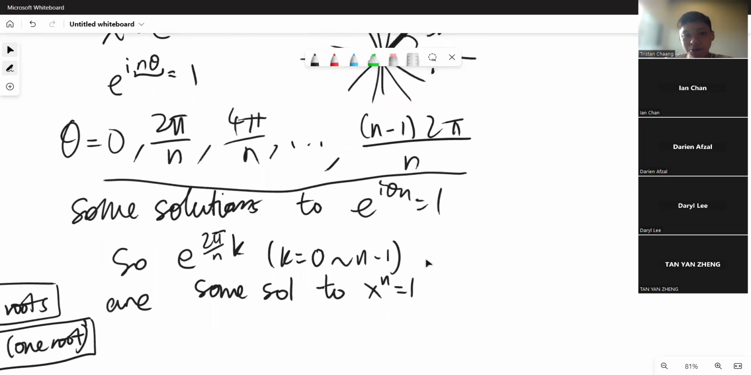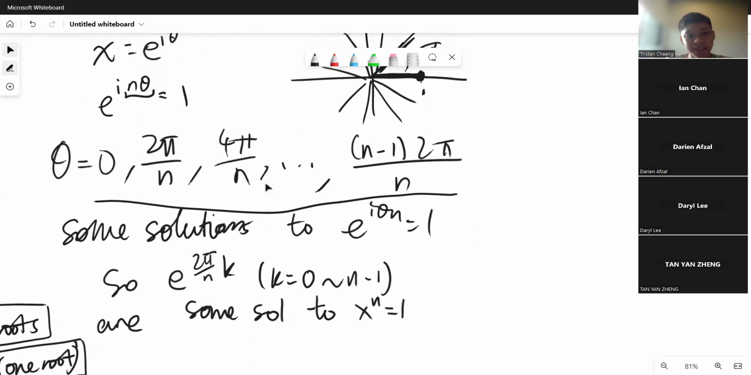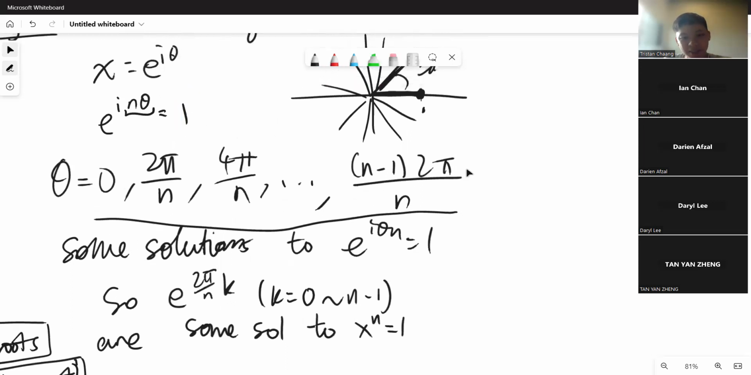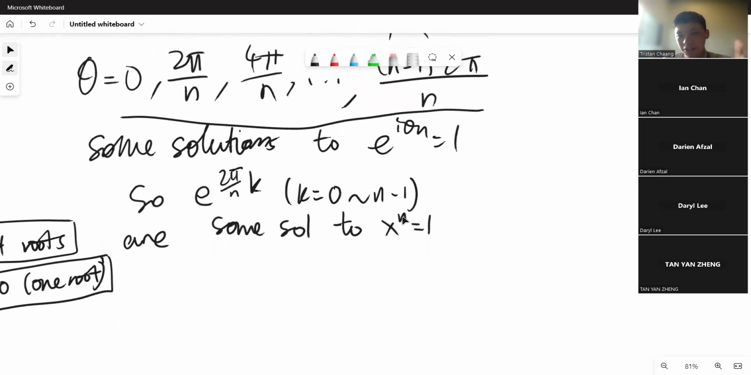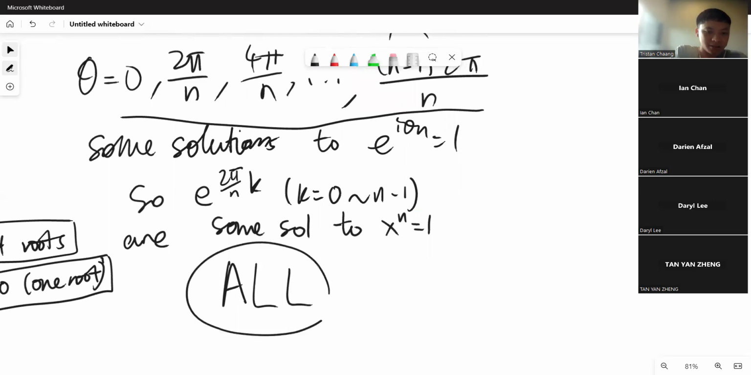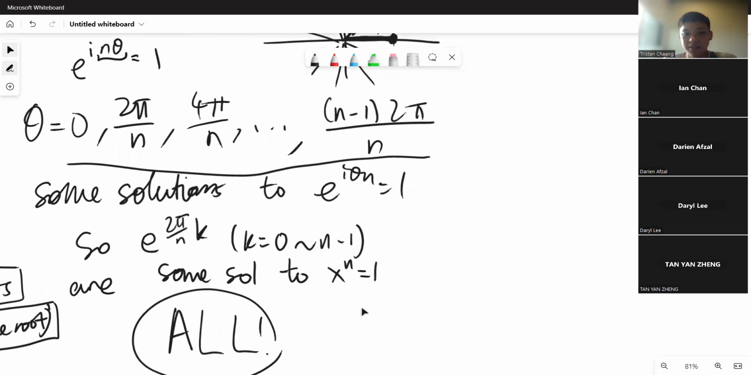So that means even though we did this by guessing, I mean you probably don't have to guess, you can just write this as 2 pi k and whatever. But it's easy to guess these n solutions. Then by the theorem that we've discussed so far, there are at most n roots, but we already found n roots. That means that those are all of them. Is that clear?